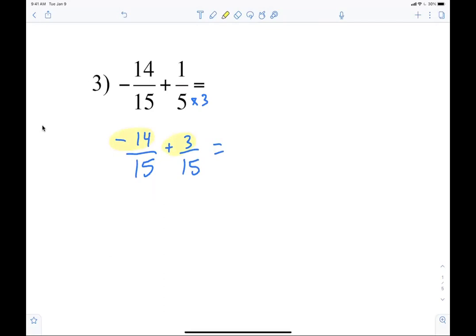-14 plus 3. Right. So what's -14 plus 3? Are the signs the same or are they different? Different. So what do we do? Add or subtract? That's right. You subtract. So what do I get? -11. Yay. -11 over 15 is perfect.